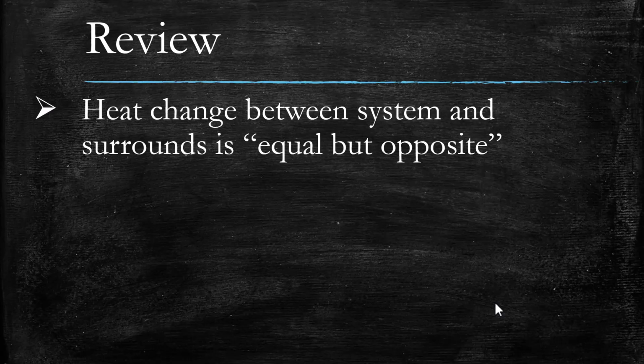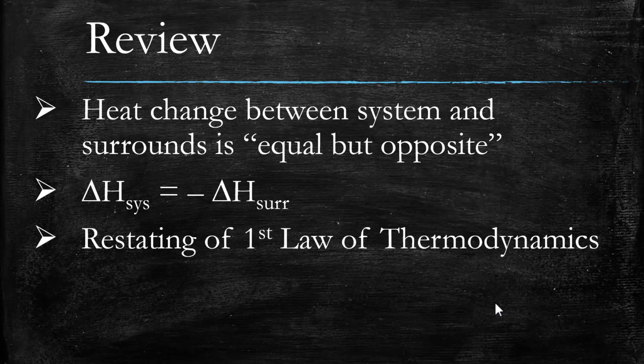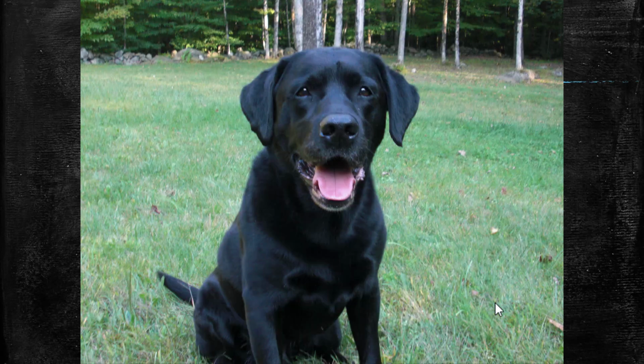Remember, the heat change between system and surroundings is equal but opposite, otherwise known as delta H of the system is equal to minus the delta H of the surroundings. This is just a restating of the first law of thermodynamics. In the next video, we're going to show how delta H is a stoichiometric value.